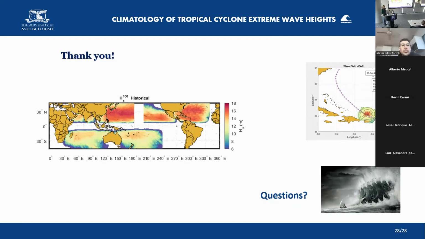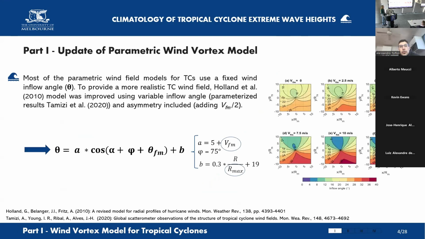You had 4 parts, right? Yeah. The part 1, the wind vortex model. What is the novelty of that? That's the model which already existed. It's just you validated it, and that's the novelty. The wind vortex model, we just updated that, improving, adding a variable wind flow angle, and also adding half of the velocity of forward movement to have a more asymmetric wind vortex. All right. Yeah, it's a different alpha.